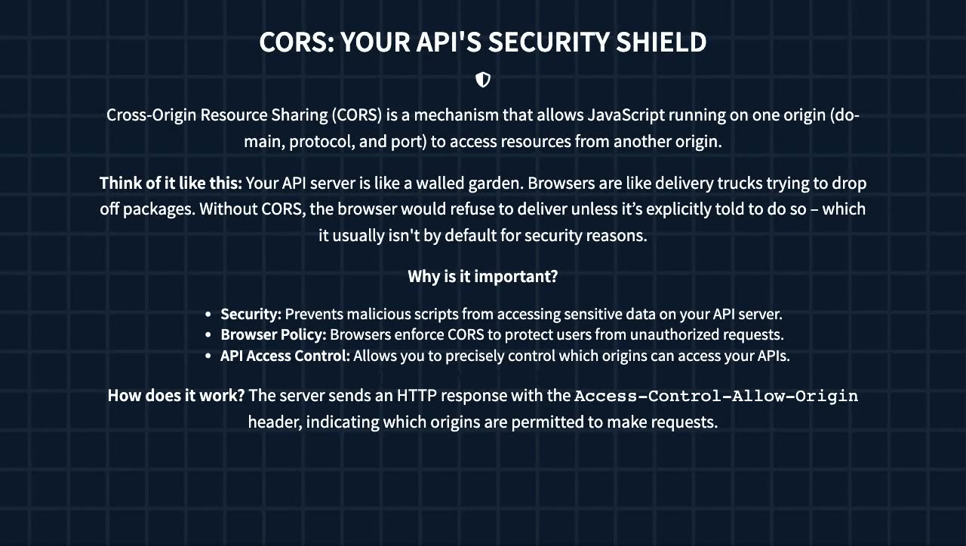Okay, let's talk about CORS. Basically, it's a security feature that prevents JavaScript running in your browser from making requests to other websites without permission. Imagine you have an API. Your server is like a secure building, and browsers are delivery trucks trying to get packages inside. Without CORS, the truck wouldn't be allowed to just drop off anything. CORS protects users by preventing malicious scripts from accessing sensitive data on your backend. It's all about controlled access, ensuring only authorized origins can interact with your API.